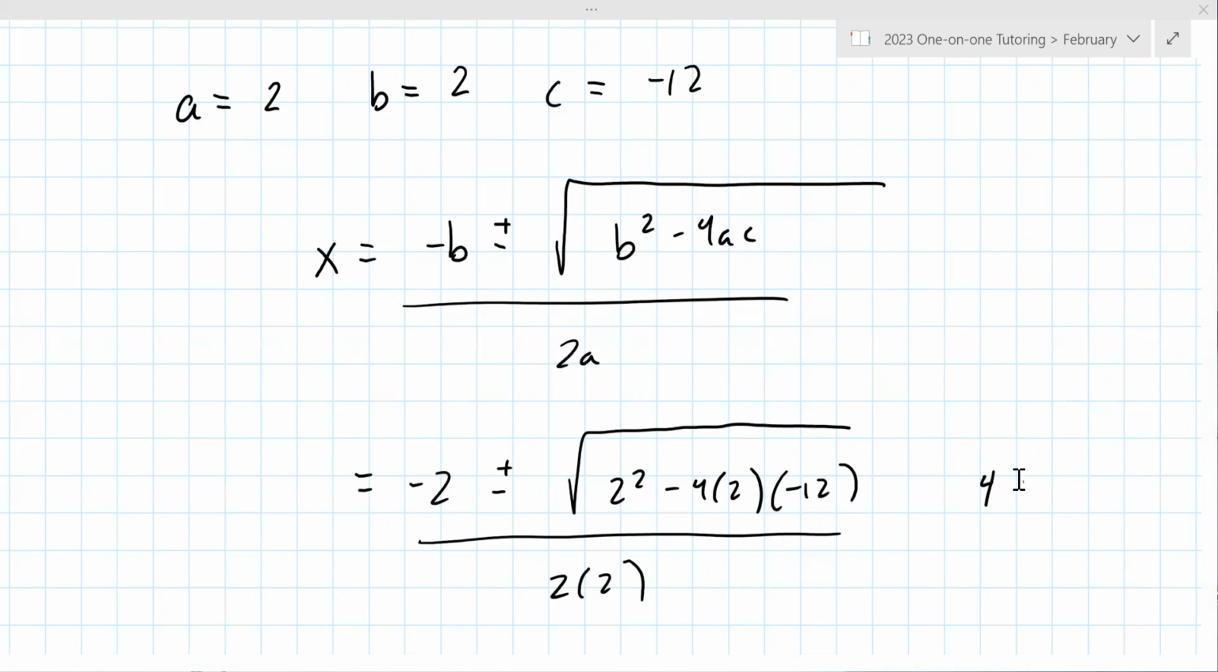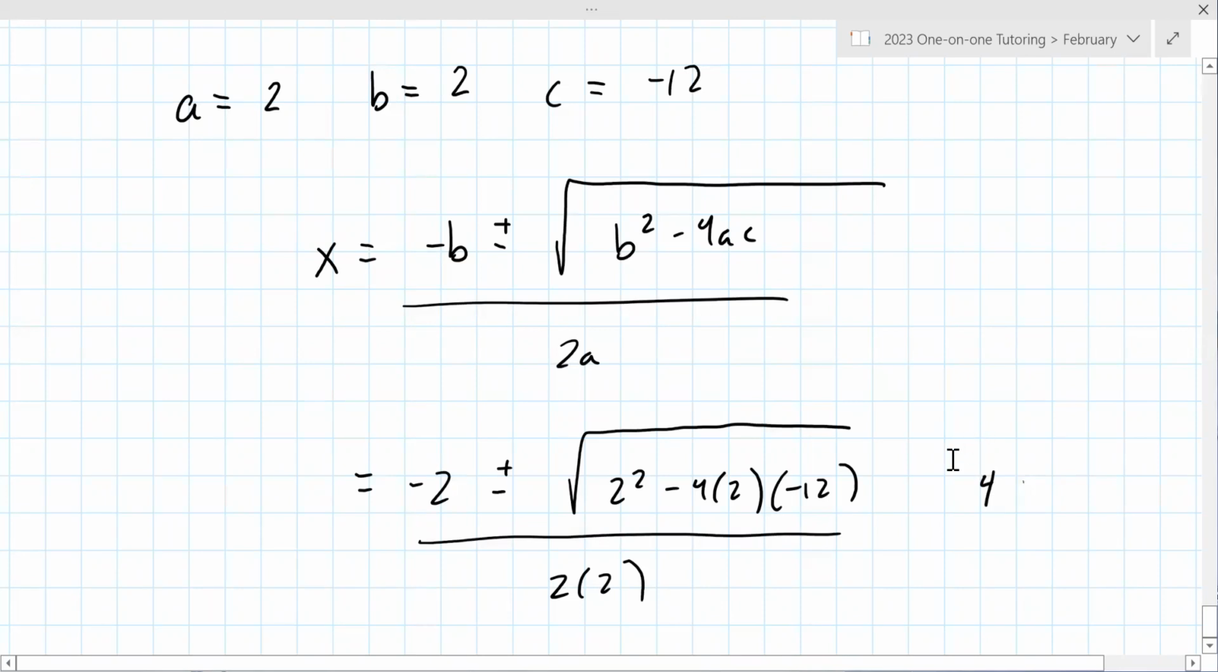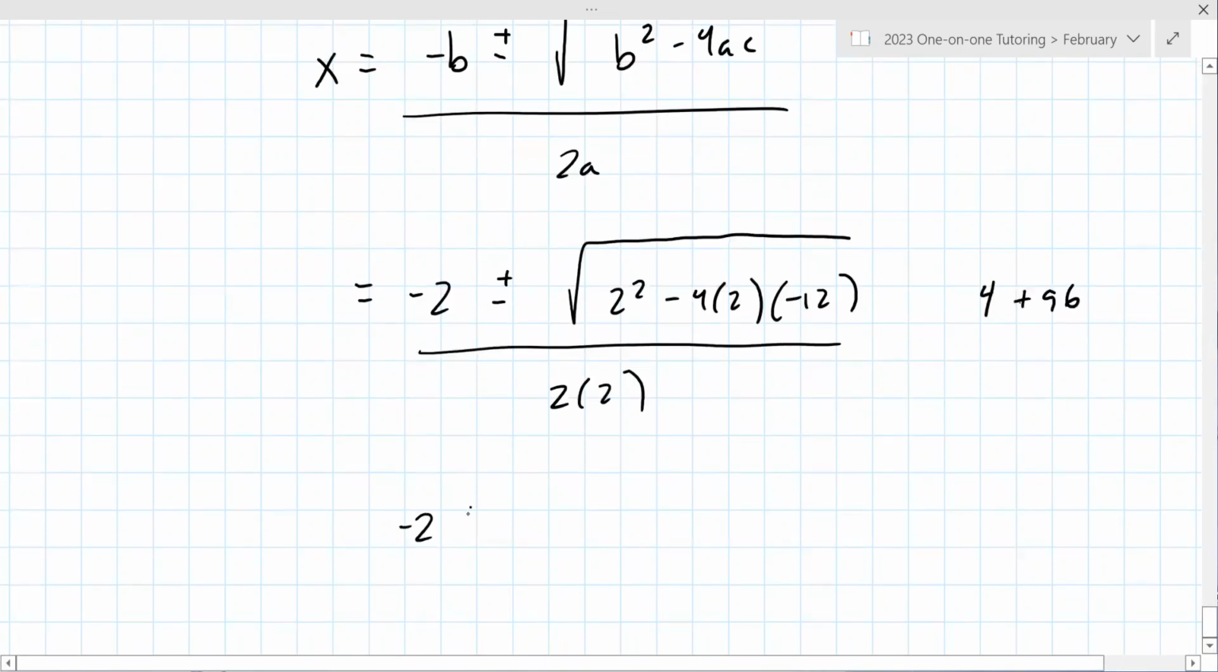So what are you going to do on the test if your calculator's not working? Just do it by hand or whatever. Okay, and you're not allowed to use a handheld scientific calculator. No, I don't think so. Okay, so this ends up being plus 96. Okay, and that's nice because that ends up being the square root of 100.